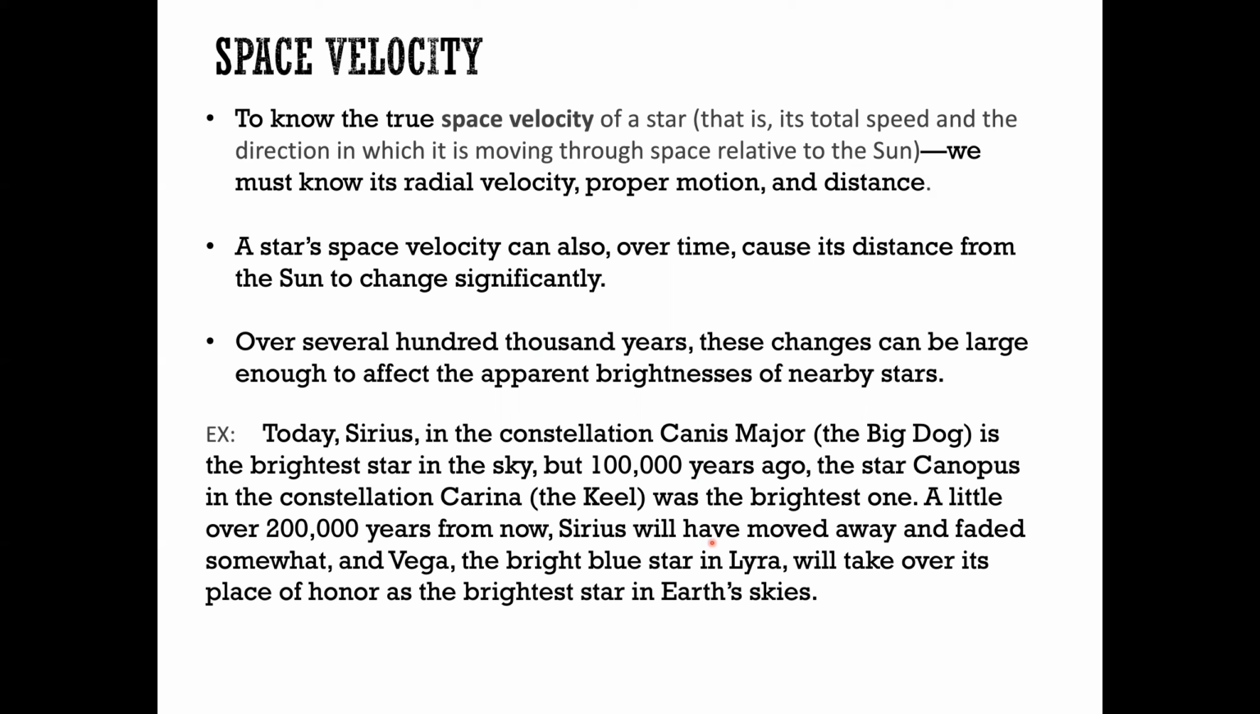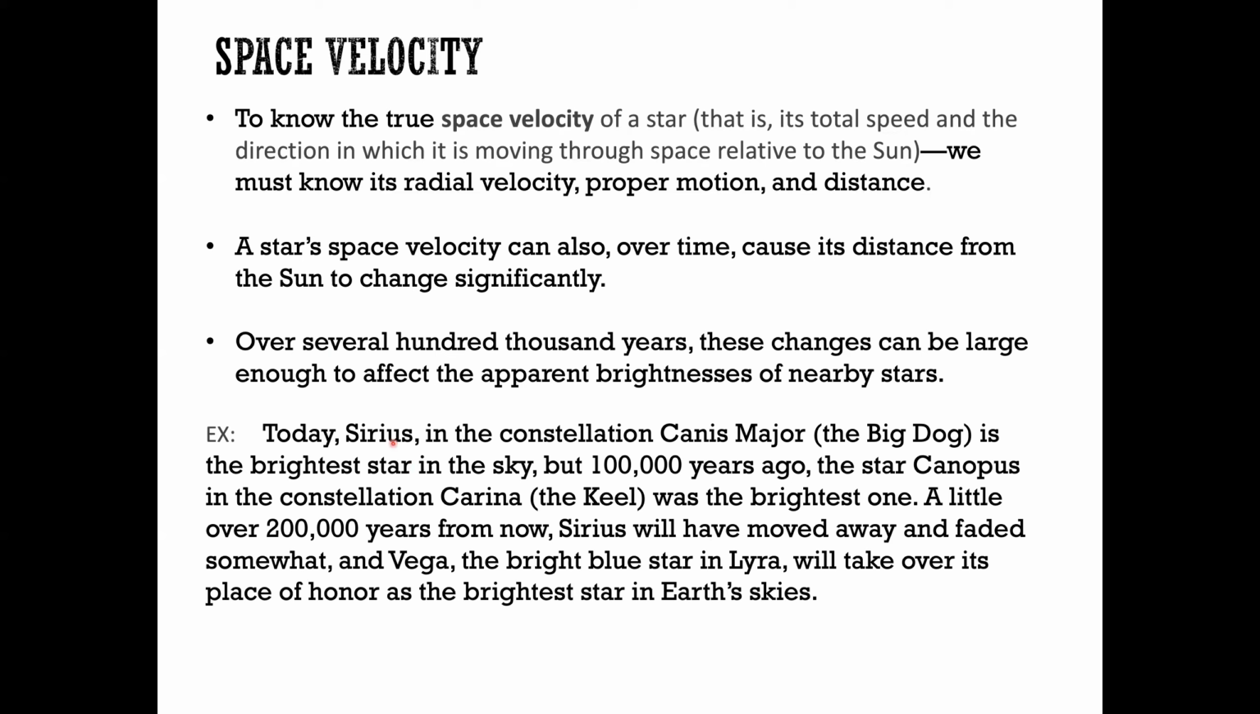And this will affect the distance of that particular star from our Sun, right? And this effect will come after several 100,000 years, right? Now, one example is that if a star is going away from us, its brightness for us will decrease little by little, right?